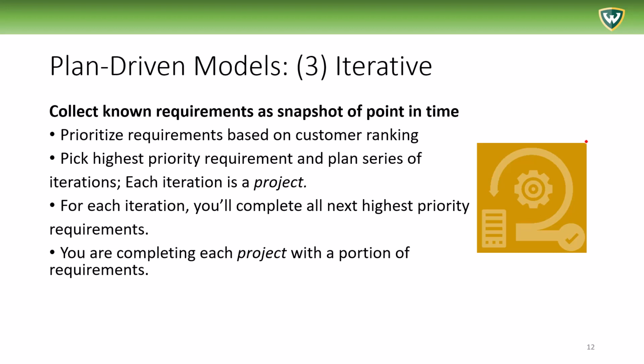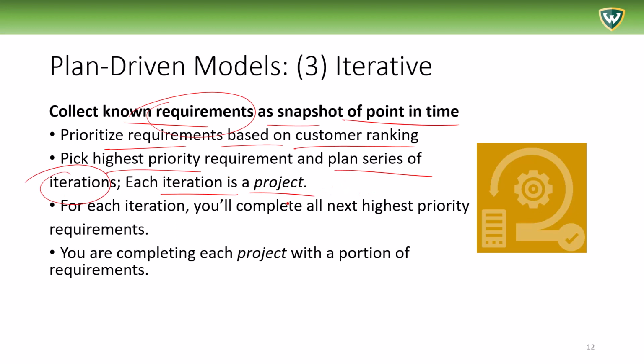Now, there is the iterative approach, which is the approach that is most common in newer entrepreneurial organizations, and the approach of agile that we'll discuss more later. The idea is that you collect a set of requirements. Of course, there's first the conceptualization, but then you identify some requirements at a point in time, and then you prioritize certain requirements, based on customer ranking or client ranking or maybe the product owner's ranking. You pick the highest priority requirements and plan a series of iterations, each iteration with a project or set of requirements. So for each iteration, you complete all the next highest priority requirements. You're completing each project with a portion of requirements.